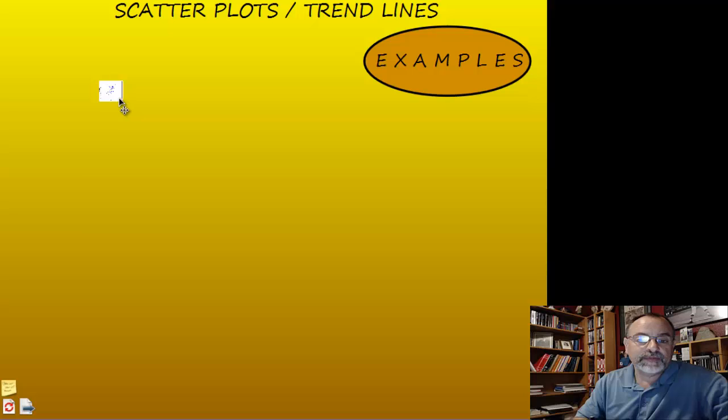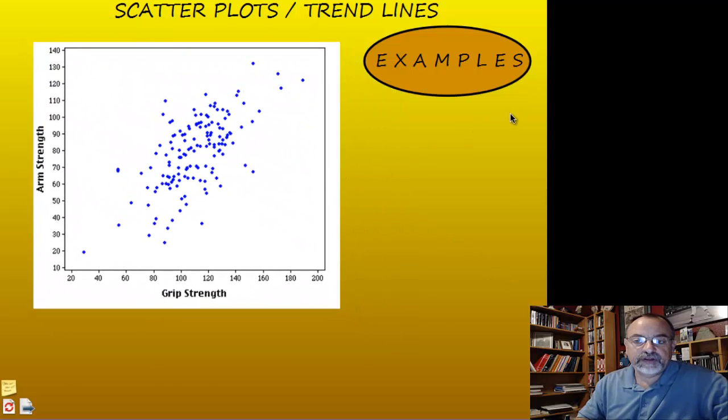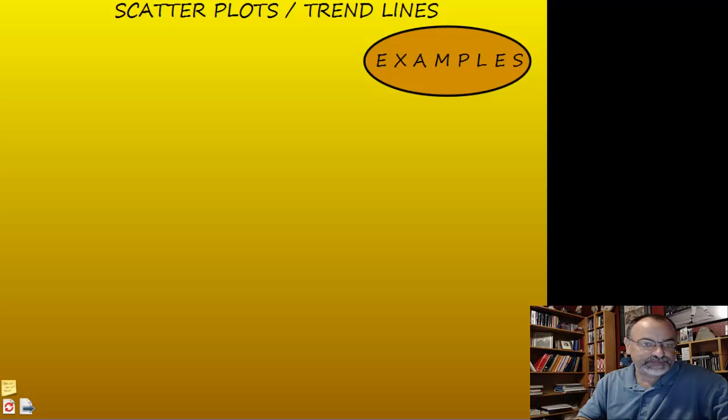So a scatter plot might look something like this, where you take the 2 sets of data where you graph a measurement of arm strength on one axis, grip strength on the other, and then you plot this data. And then we want to see, is there a relationship between arm strength and grip strength, and vice versa. So this is what a scatter plot looks like. As you can tell, it's a bunch of data kind of scattered, therefore scatter plot.